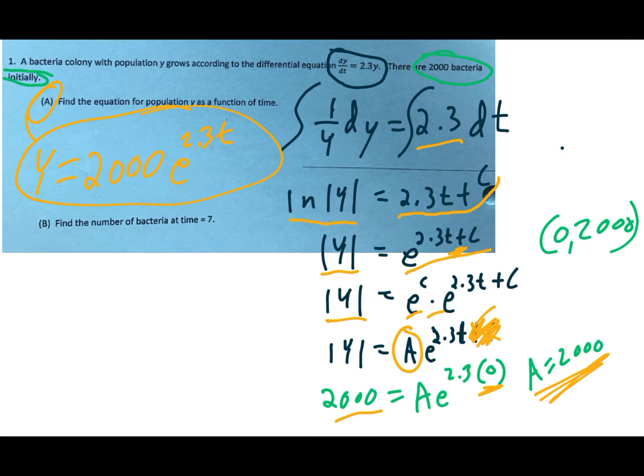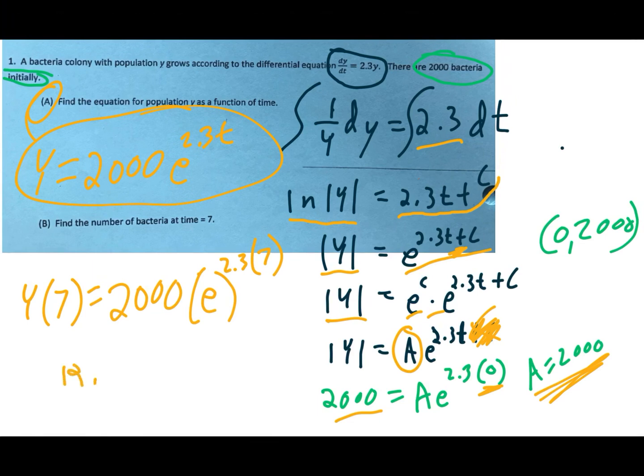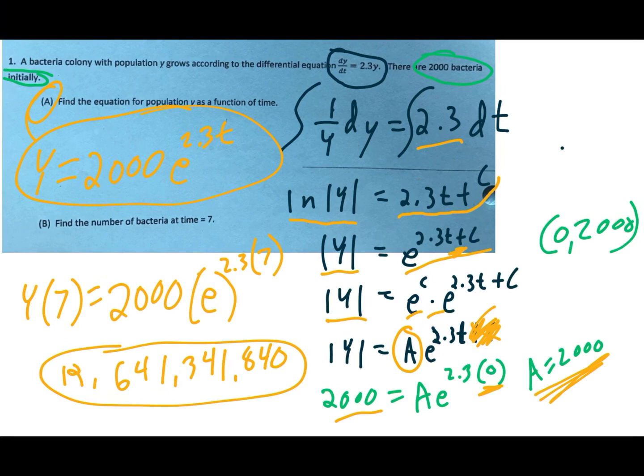And if I want to find the bacteria at time equals 7, well then that's like saying, what's y of 7? And so y of 7 is going to equal that 2000 times e raised to the 2.3 times 7. What do we got here? 19 billion, 641,341,840 bacteria. That's kind of a lot. So there's that first problem, A and B.